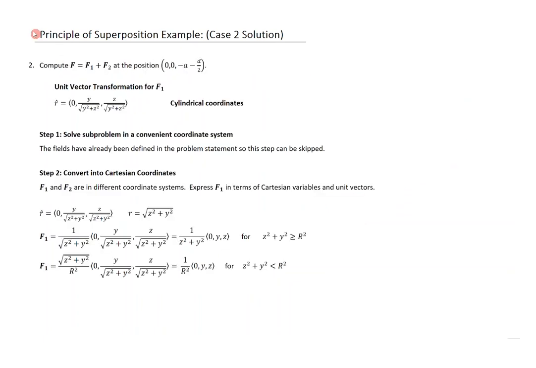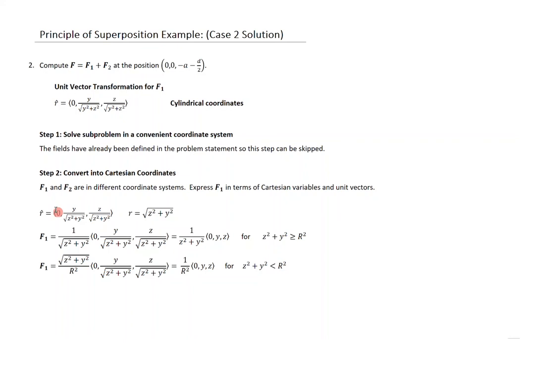All right, so the second part of the question was to compute the total field at the position 0, 0, minus A minus D over 2, which was the halfway point, the plane of symmetry for the slab. And in this case, for the cylinder, the field is radial, and so the appropriate choice for transforming from one unit vector to another is the expression shown here. Since we're on the YZ plane, the unit vector takes on this form shown here. So the first part of the problem is to solve the subproblem in a convenient coordinate system. We've been given all the information, so in fact we can skip step 1.